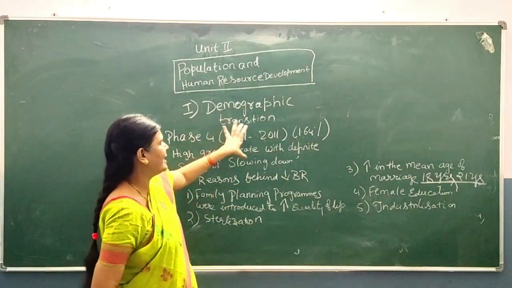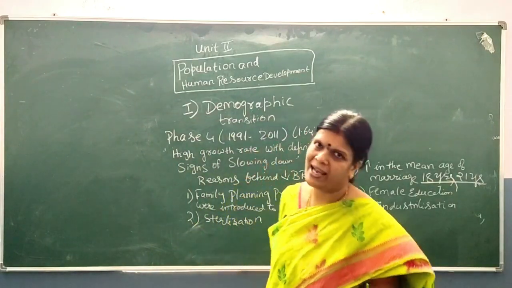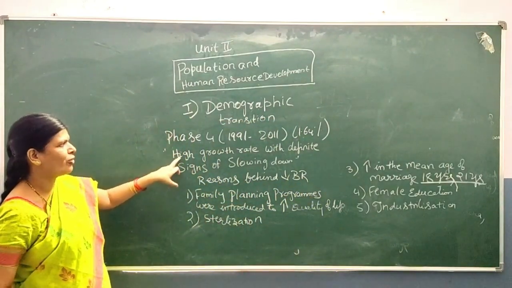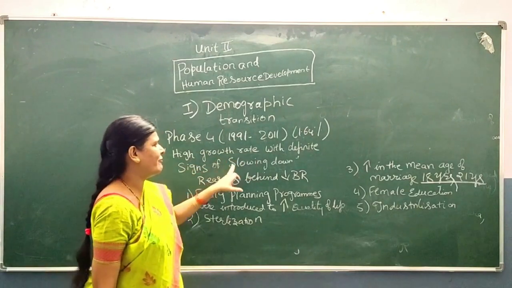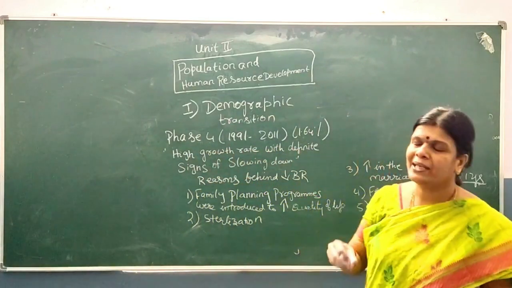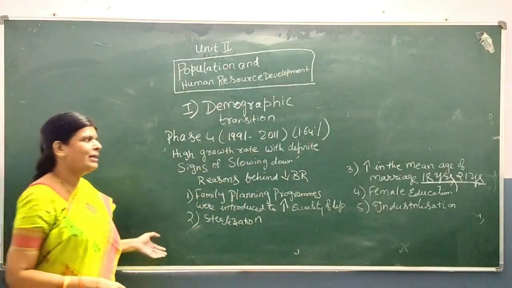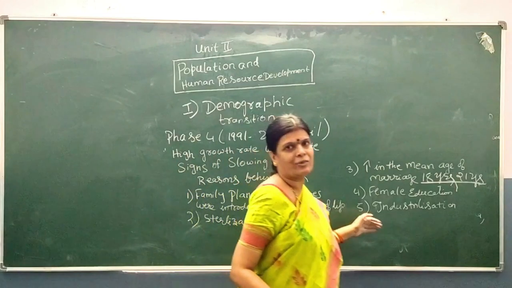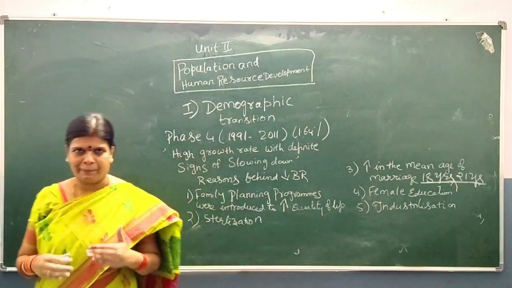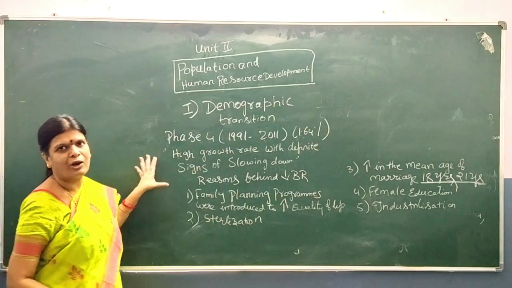The main thing here is that 1991 to 2011 is a period of industrialization. This phase is also called high growth rate with definite signs of slowing down. Government has introduced many welfare programs, and through centralized planning it wants to achieve economic growth and development. So these are the four stages where we can explain the growth rate of population.